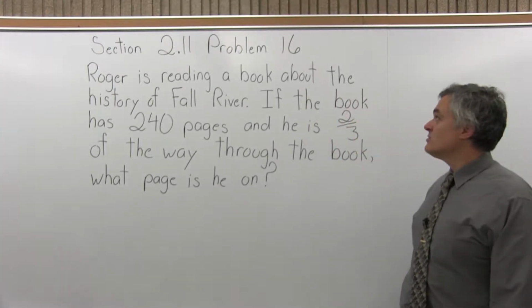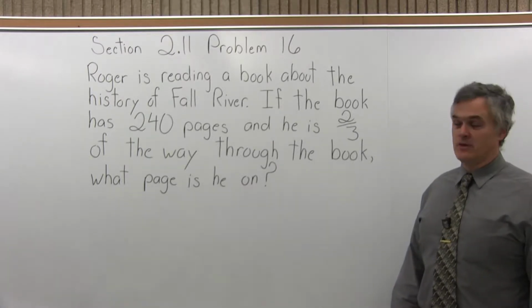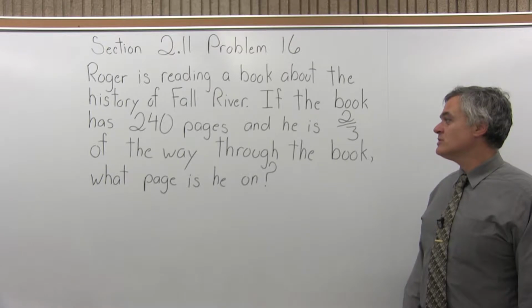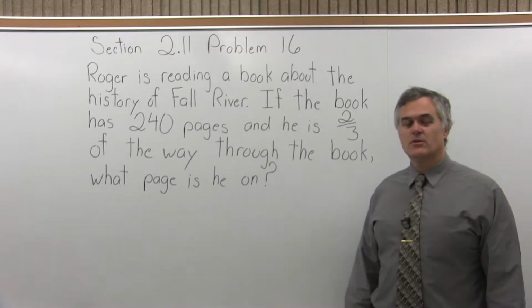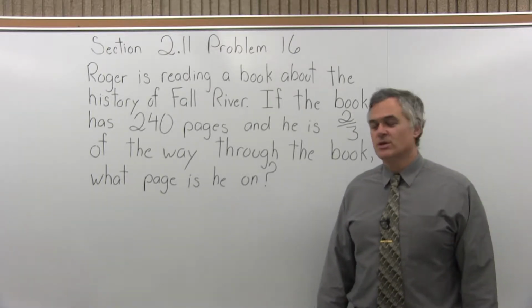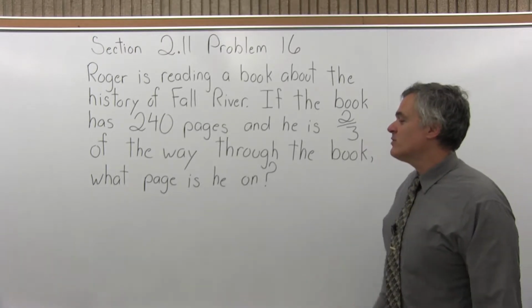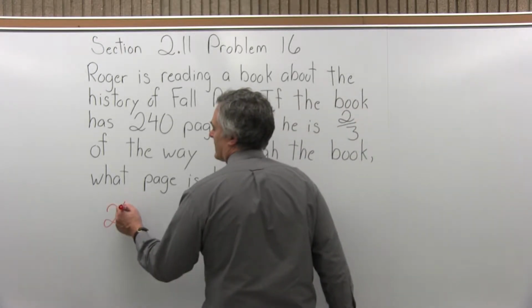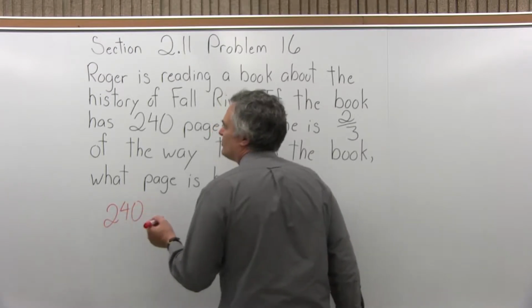Section 2.11, Problem 16. It says, Roger is reading a book about the history of Fall River. If the book has 240 pages and he is 2/3 of the way through the book, what page is he on? So, there's 240 pages altogether, and he's 2/3 of the way done.